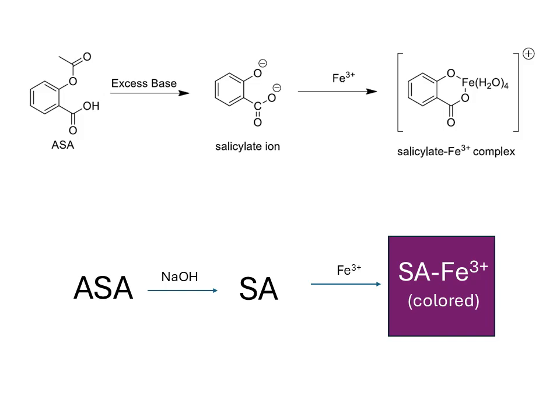In this experiment, the first step involves treating acetylsalicylic acid, or ASA, with sodium hydroxide to create the salicylate ion. The salicylate ion is then treated with a solution of iron 3+ to create the colored salicylate iron 3+ complex.